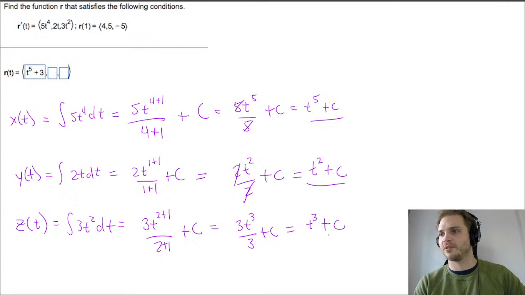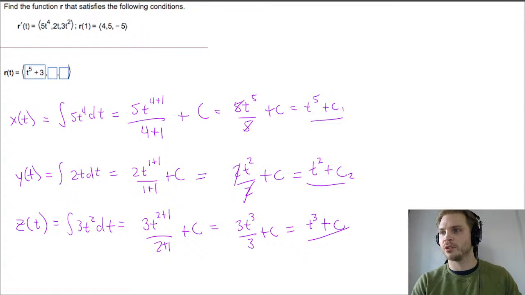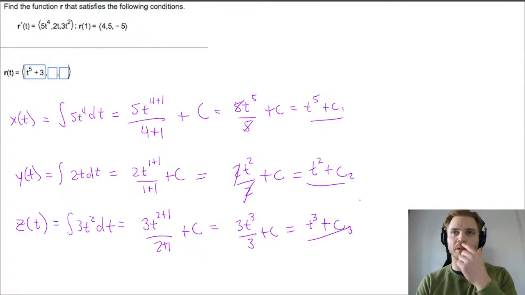So now we've got these three functions right here. And you know what? I'm going to put c1, c2, and c3. These are not all the same constant. That's really important to know. And I need to find those numbers. How do I do that? Well, I know when I plug in 1 for t, I get 4 for x, 5 for y, and negative 5 for z. So I just fit those functions.